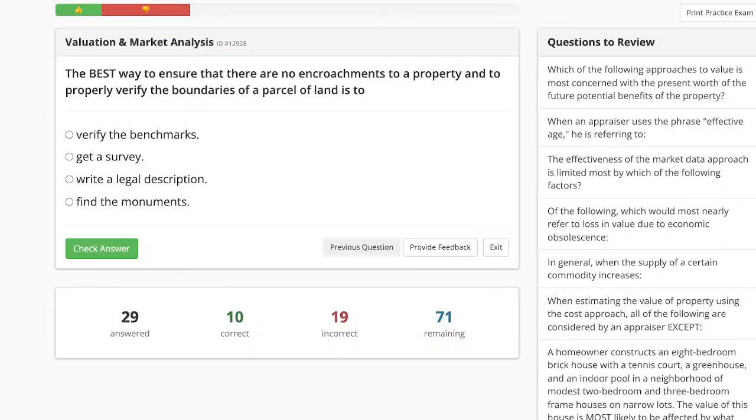Okay, so we got economic obsolescence. What is physical deterioration? Give me an example of physical deterioration. A house falling apart would be an example of physical deterioration. Good. Talk about a patio falling apart, a hole in the roof or something.